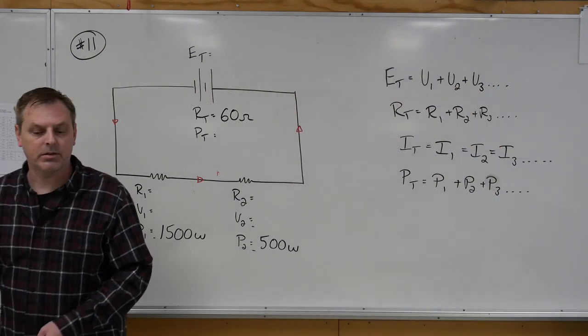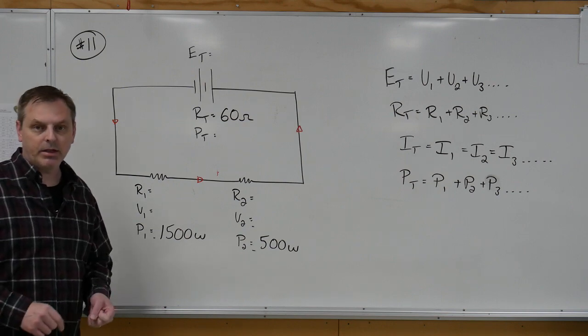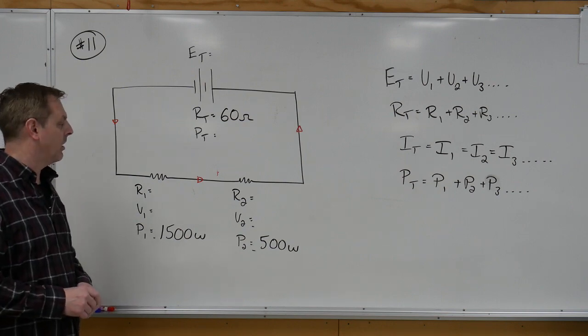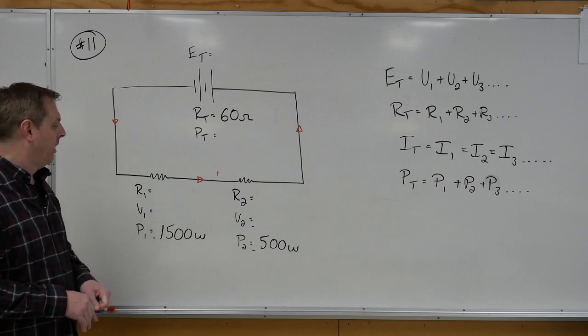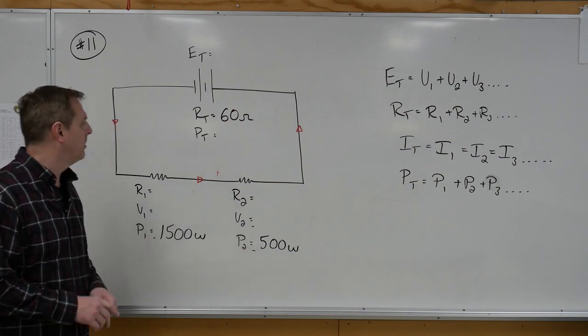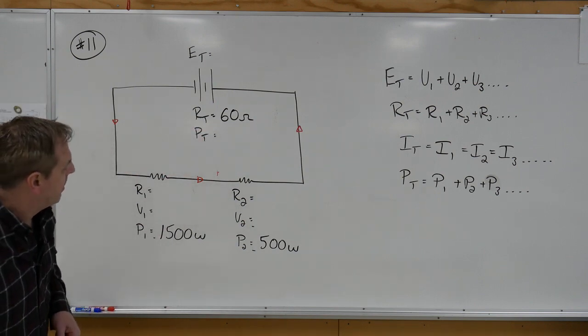Okay guys, this is two element series circuits, question number 11. This one tends to give some students a little difficulties, mainly because we don't have a jumping off point for it too quickly. They've given us P1 and P2, alright? They've given us an R total, and that's it.